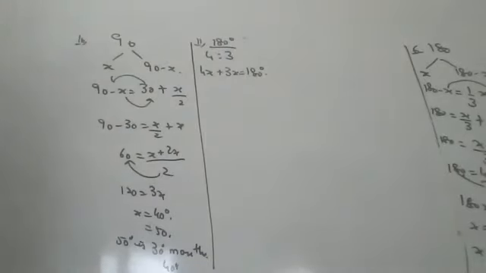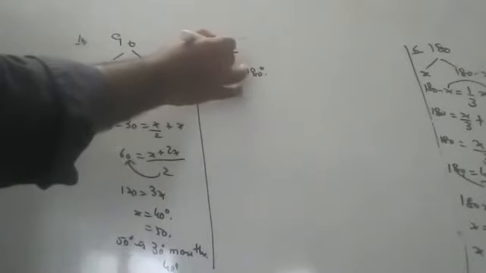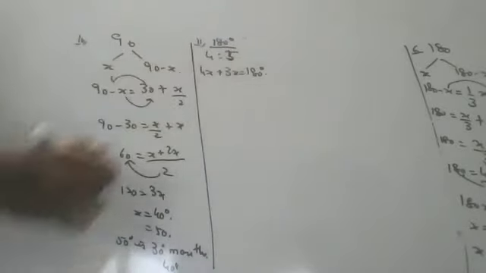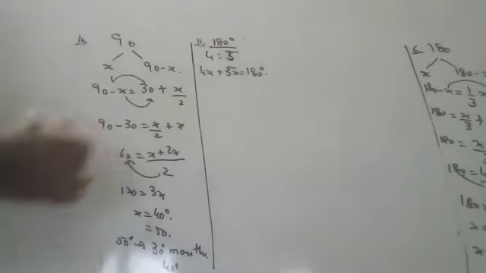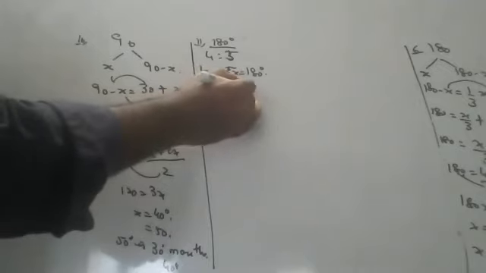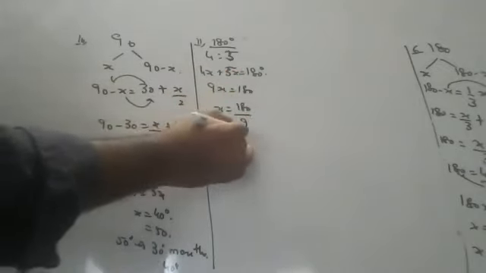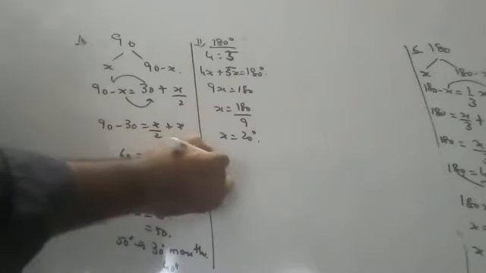Is it 3 or 5? 5 only. Okay, so children, change it into 5. 4x plus 5x is equal to 180. 9x equal to 180 degrees. x is equal to 180 degrees by 9 equal to 20 degrees.